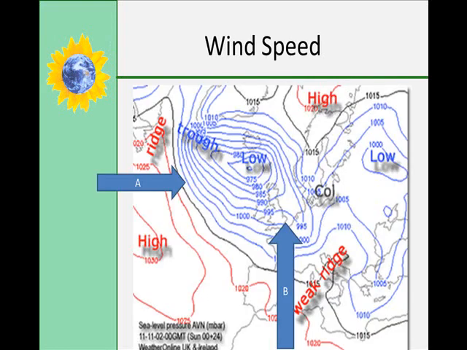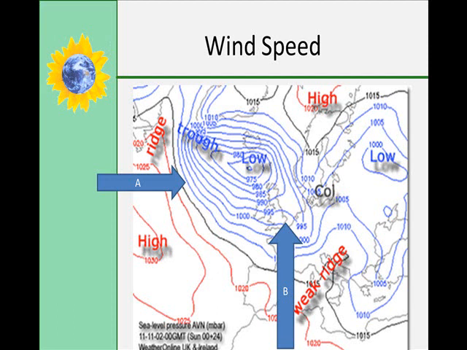The speed of wind is controlled by the differences in atmospheric pressure. Wherever the pressure differences, or gradient, are the greatest, the wind speeds will be the highest. Weather maps like the one you see here have lines on them called isobars that show areas of equal pressure. Where the isobars are more closely spaced, the wind speeds will be the greatest.